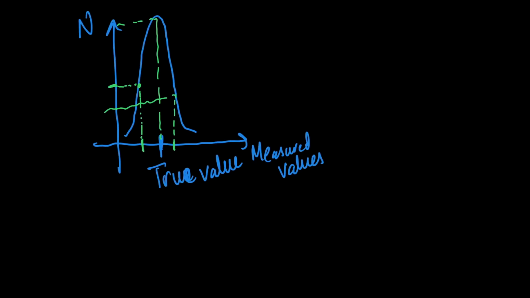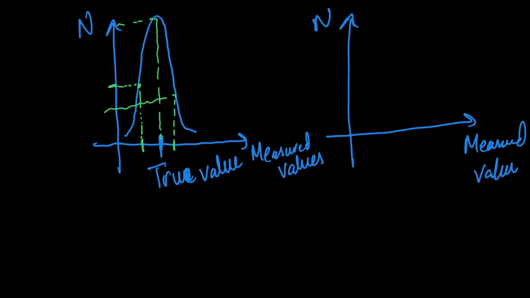So, you've got one curve like this, and then you have another curve which looks like this, n on the y-axis and measured values on the x-axis, and now you end up getting a flat curve like this, and of course your true value is also here. Now this is your true value. The question arises, comparing both of them, which is precise and which is accurate.